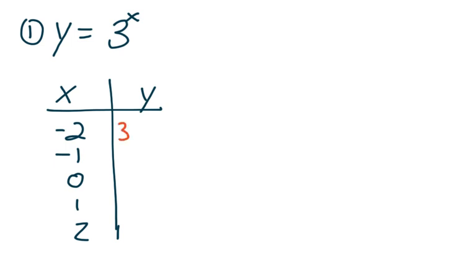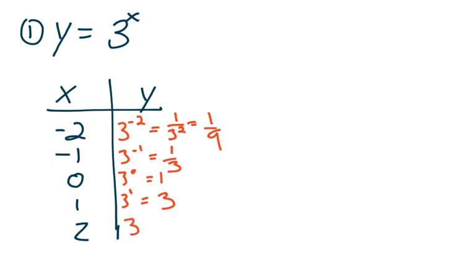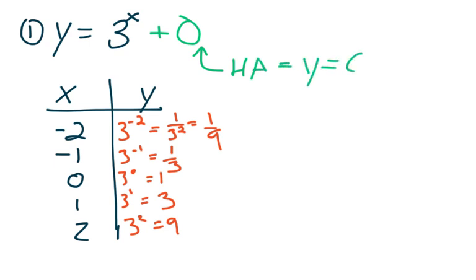So this first one will be 3 to the -2nd power, and you can stick this in your calculator or do this by hand. Negative exponents, move it to the denominator. This is 3 squared, which is 1/9. Plug in -1, so this is 3 to the -1 power, so this is 1/3. 3 to the 0 power, anything to the 0 power is 1. 3 to the 1st power is 3, and 3 to the 2nd power is 9. Now, this number that we're adding out here, this is your horizontal asymptote. So my horizontal asymptote is at y equals 0.